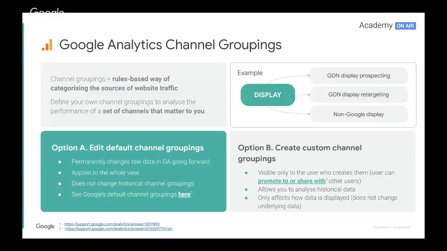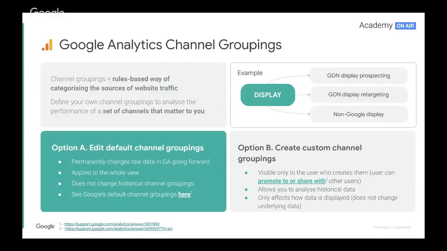So by editing the default channel groupings, you shouldn't do this very often, and it's only going to allow you to create one set of groupings. If you're doing custom channel groupings, on the other hand, you'll be able to create several different groupings at the same time, and it's a lot more flexible of an option. So you can do both option A and option B at the same time. So let's take a look at these in a bit more detail.